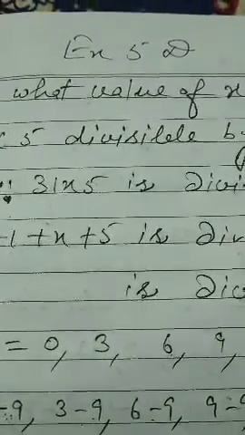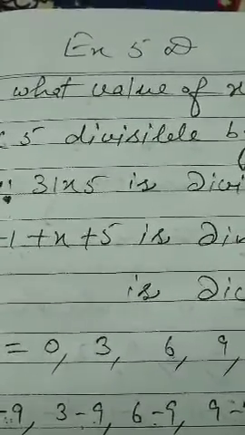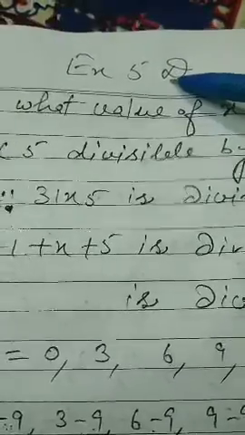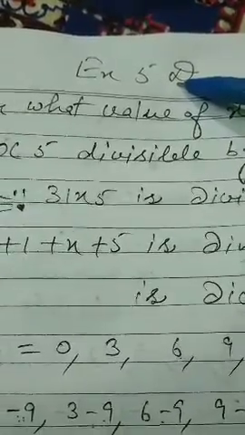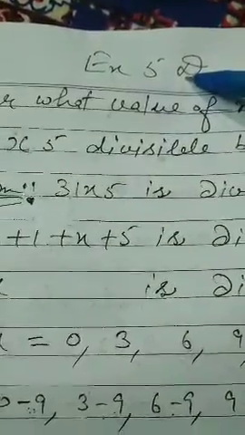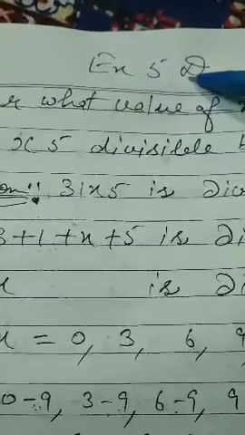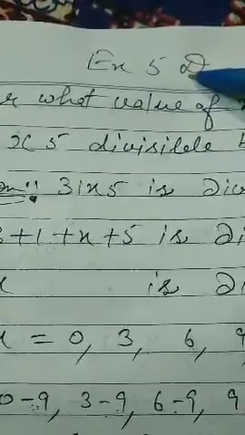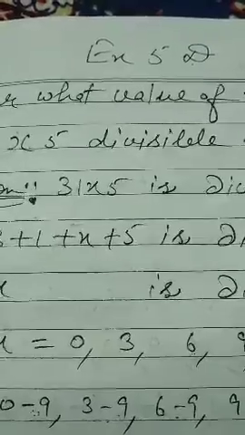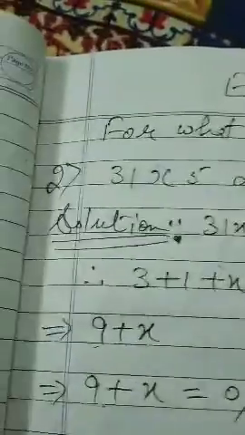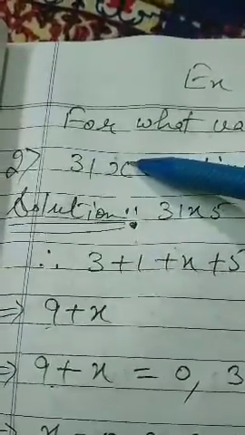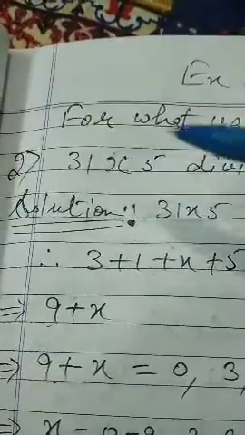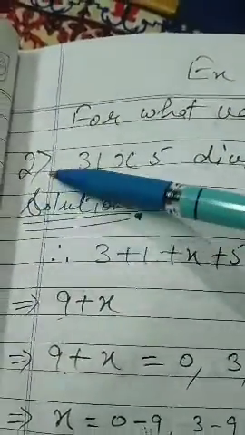Good morning, students. Today I am going to teach you exercise 5D of chapter 5, Playing with Numbers. This exercise is based on divisibility rules. In this exercise, we have to find the value of x in each and every sum. Let's start with sum number 2.